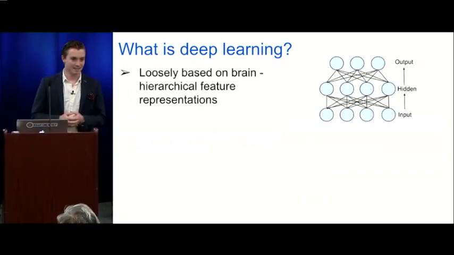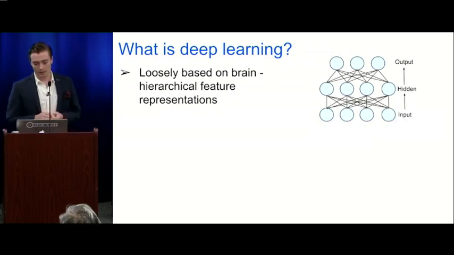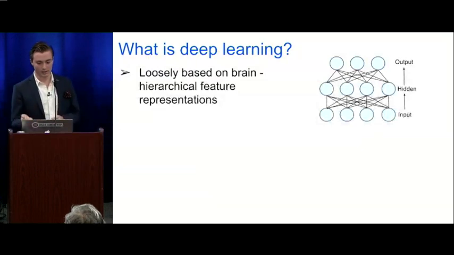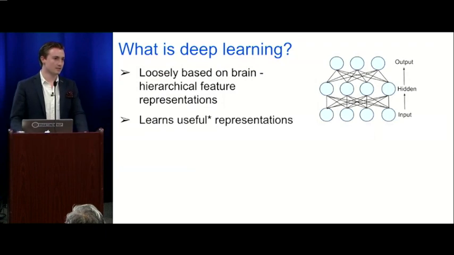I don't like to make this analogy too much because it's not that accurate, but you can think of it as loosely based on the brain in as much as it forms a hierarchical representation of your inputs. So the same way that we like to think about abstract objects, we think in the smaller details piecing together to form larger concepts. Deep learning is all about trying to untie or untangle the factors of variation in input by piecing together its smaller components. And what does this do? This ultimately learns a useful representation of your input space that you can then use traditional machine learning algorithms a lot more effectively on.